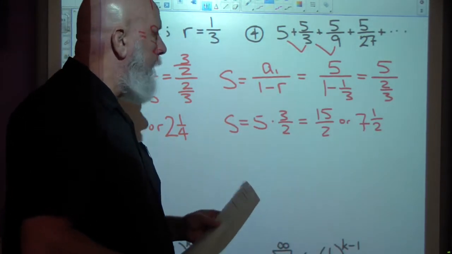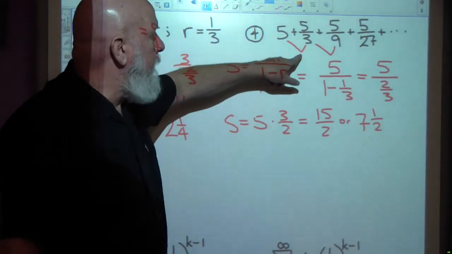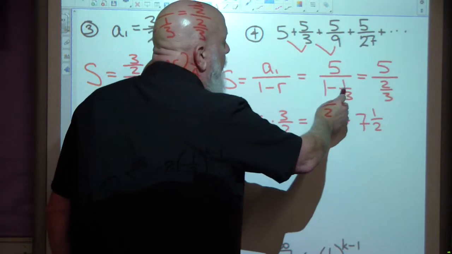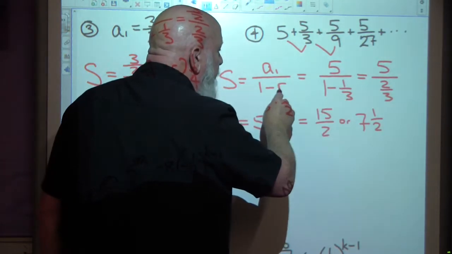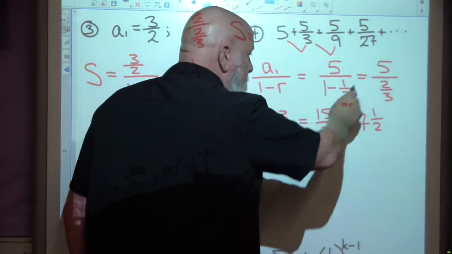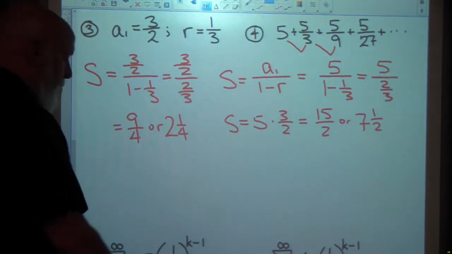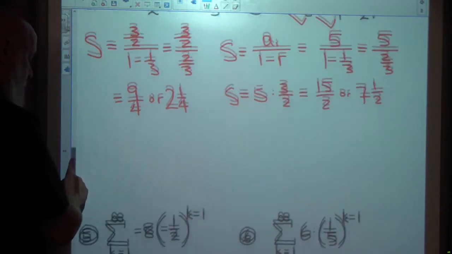15 halves, yay! So we found that this was 1/3, and I forgot to write it down, and then forgot what it was, because I'm old. But that's our common ratio. We plugged it in here, plugged the first term in here, did this arithmetic, tried not to mess it up, and we got the right answer. Okay? Take a look at another one.